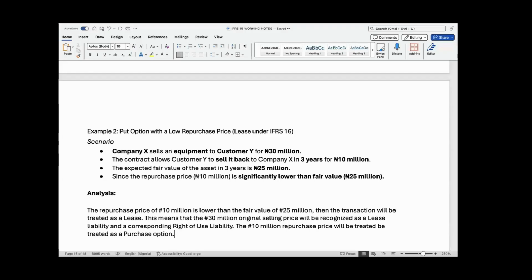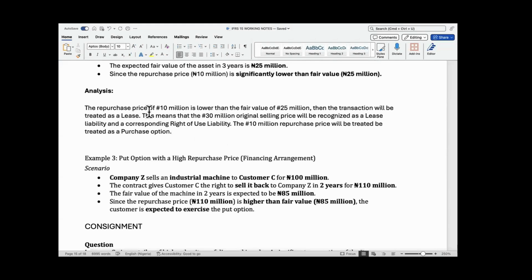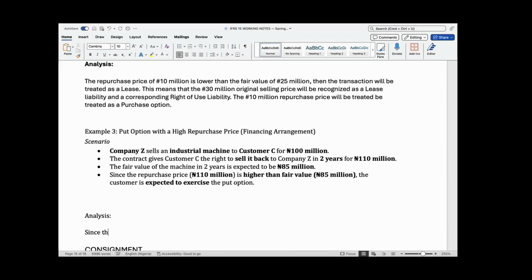And finally, we have company Z that sells an industrial machine to customer C for 100 million. The contract gives customer C the right to sell it back to company Z in 2 years for 110 million. The fair value of the machine is expected to be 85 million. Since the repurchase price is higher, the analysis for this one is that since the purchase price of how much?